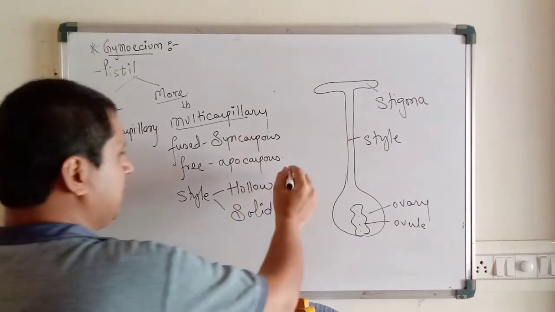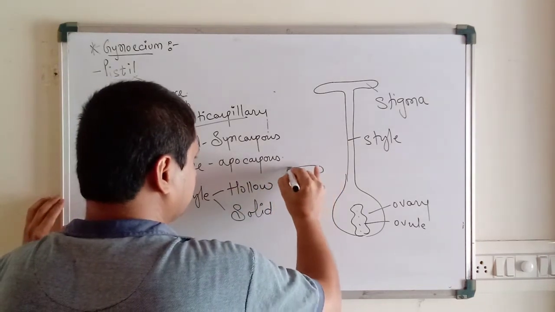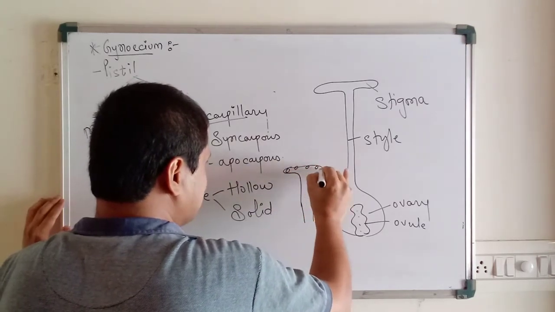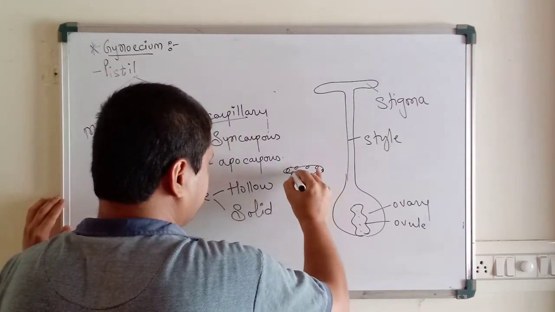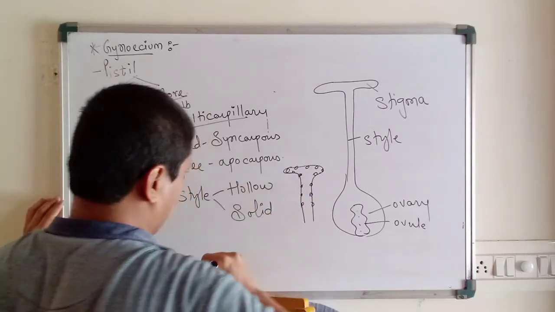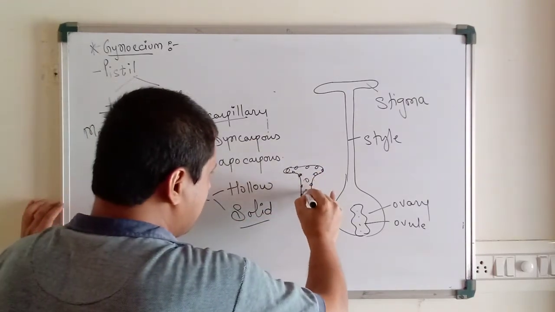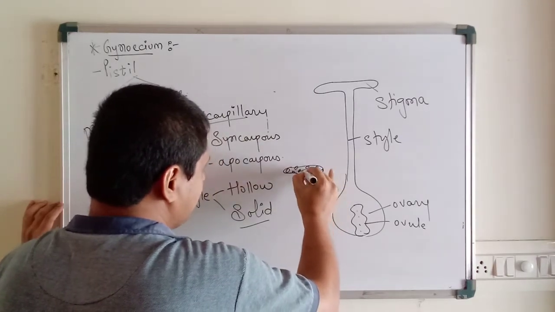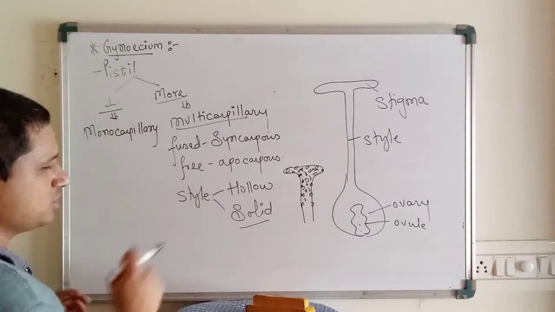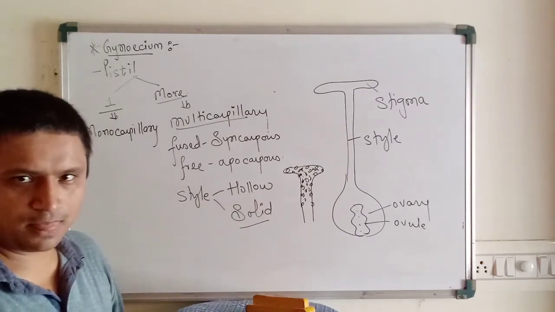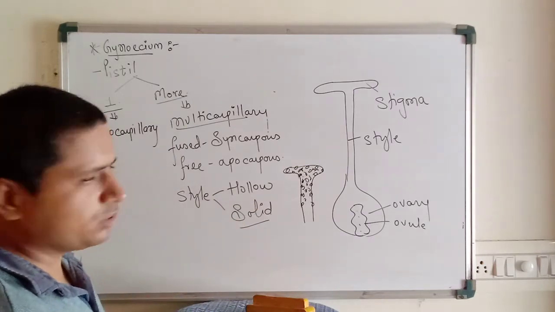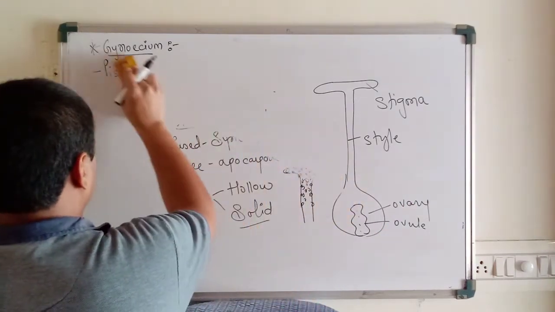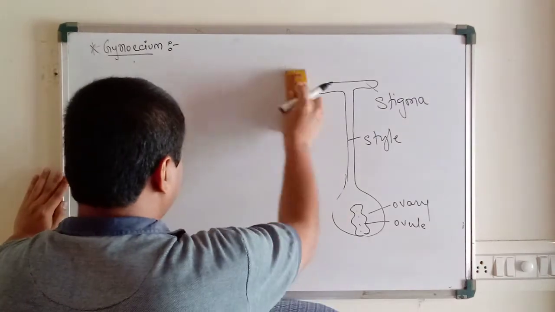Now, hollow means, if you look carefully in the diagram, children, in the periphery there are cells being arranged. It is known as hollow. Whereas in the solid style, many cells are arranged compactly. So that is the difference between the hollow style and the solid style, children. Now, let us talk about the structure of the female gametophyte in detail, children.